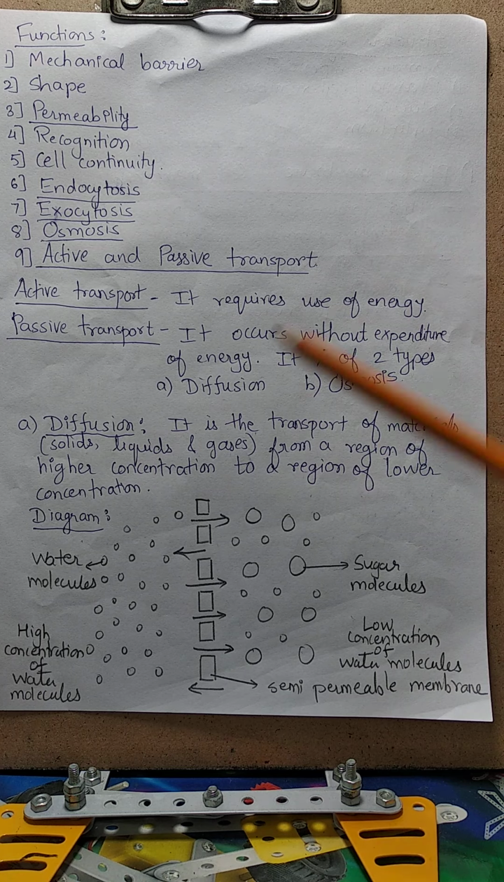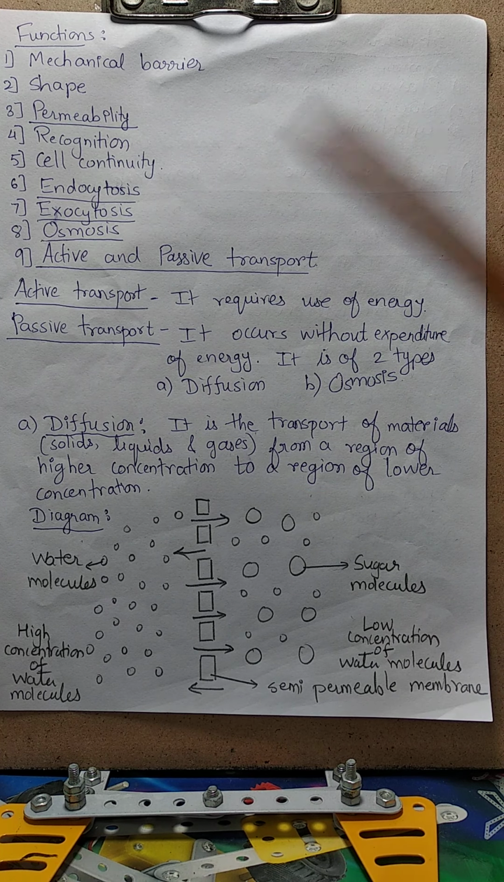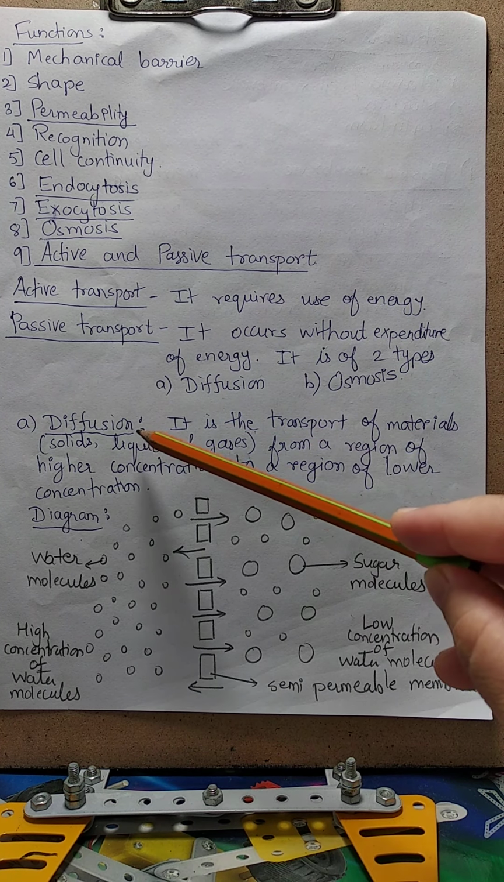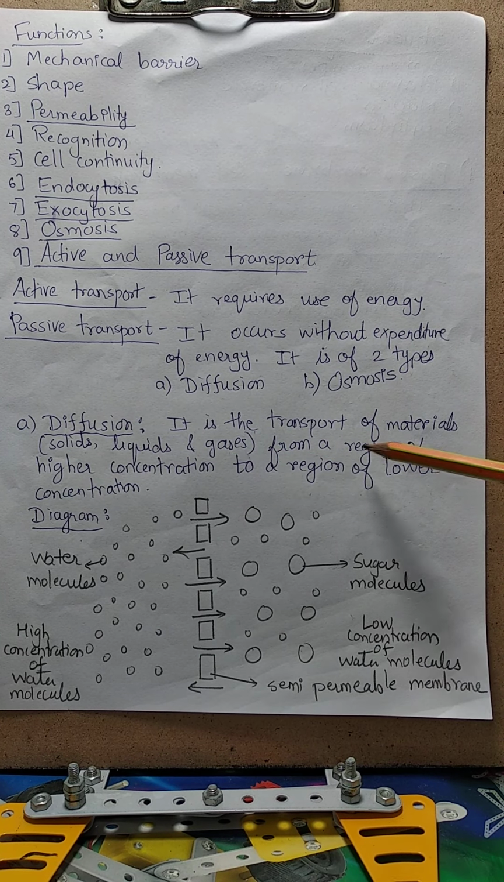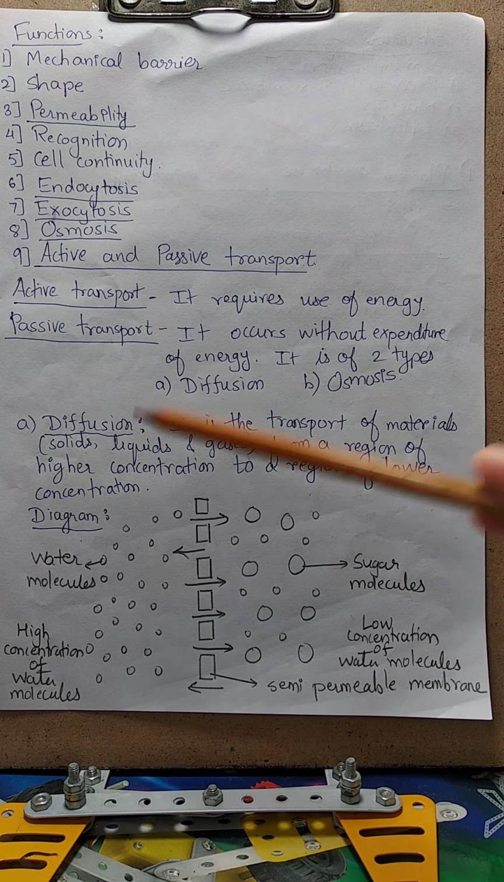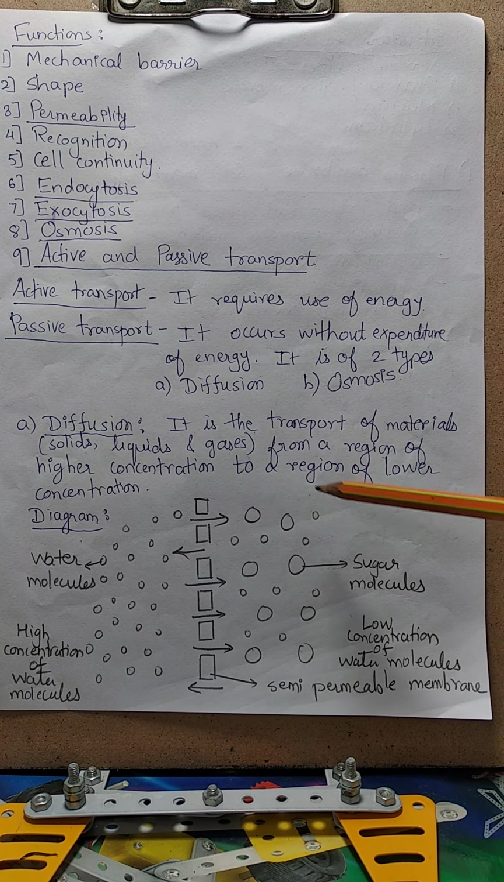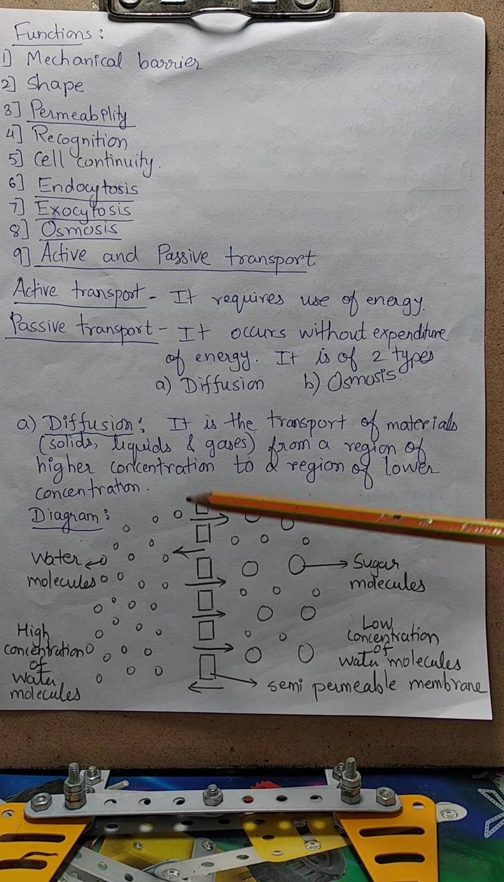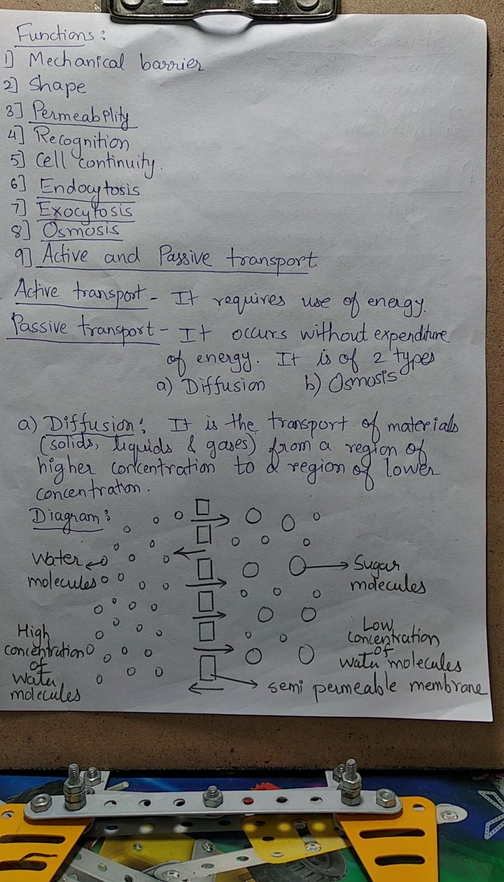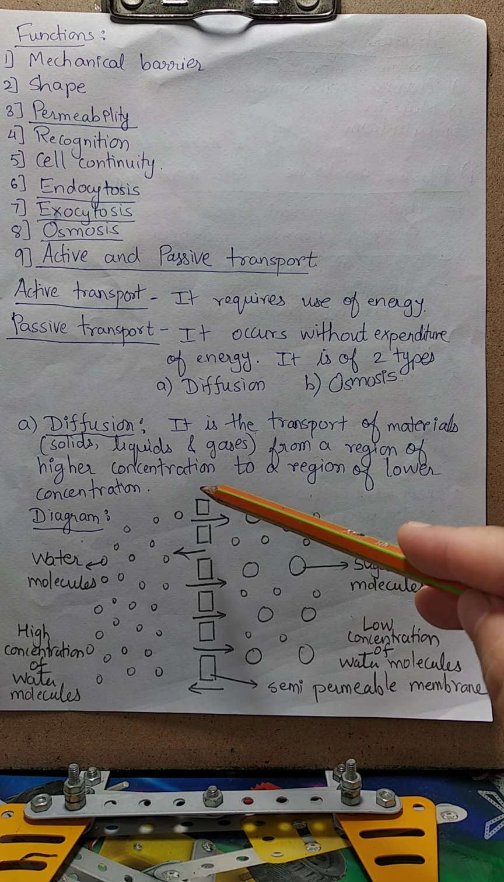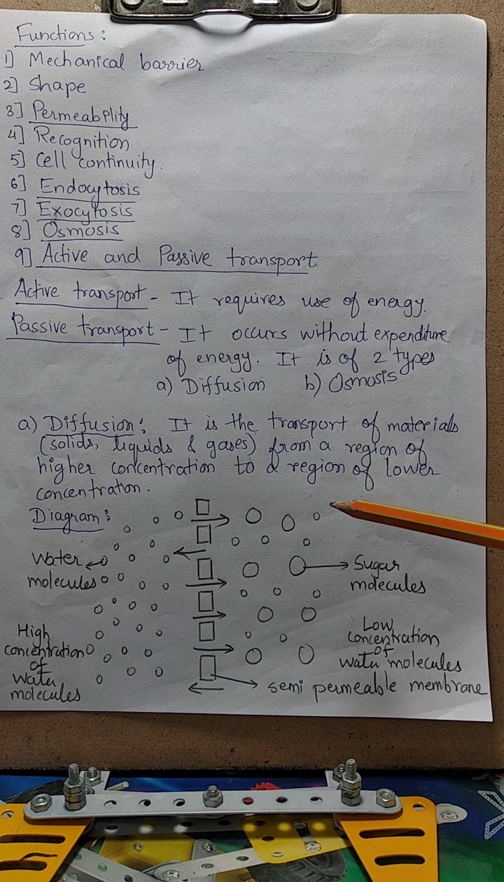So let's see diffusion today, diffusion and osmosis. What is diffusion? It is the transport of materials. Which materials? Solids, liquids and gases from a region of higher concentration to a region of lower concentration, right? So it is nothing but movement of particles. The particles can be solid, liquid or gas particles, but they always move from higher concentration where their number is more to a region of lower concentration where their number is less.